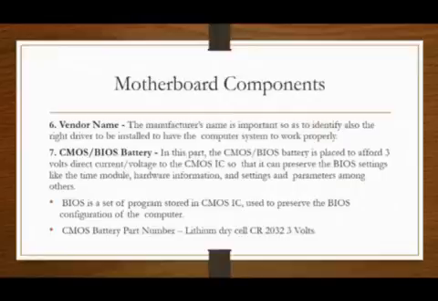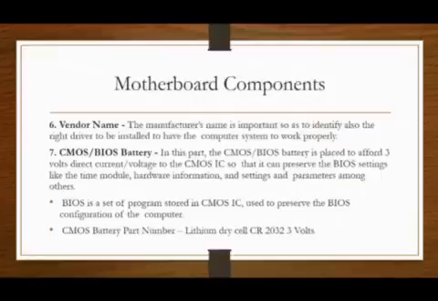Seventh, CMOS or BIOS battery. In this part, the CMOS or BIOS battery is placed to afford 3 volts direct current or voltage to the CMOS IC so that it can preserve the BIOS settings like the time module, hardware information and settings, and parameters among others. BIOS is a set of programs stored in CMOS IC, used to preserve the BIOS configuration of the computer.